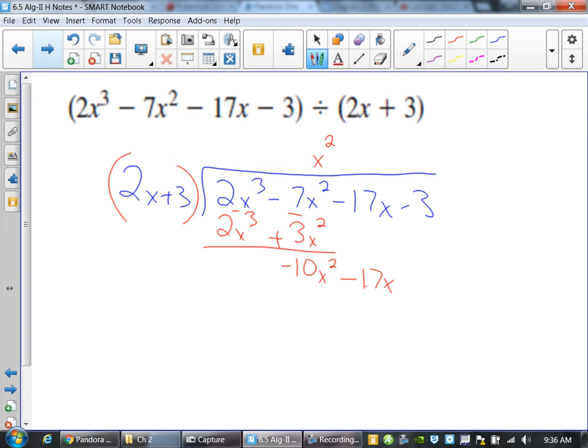And now I want to turn a 2x into a negative 10x squared. So what do you multiply by? X. Negative 5x. Because you want it to get to be the exact same term. That way when you subtract it, it goes away. So now you multiply by negative 5x. Distribute negative 5 to here, you get negative 10x squared minus 15x.